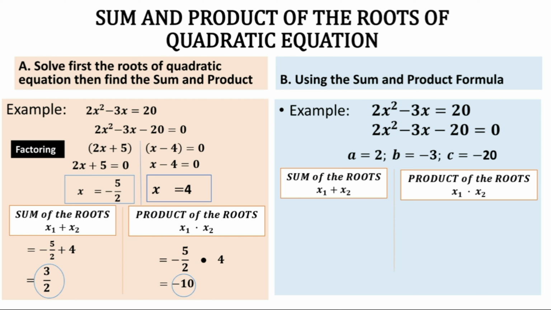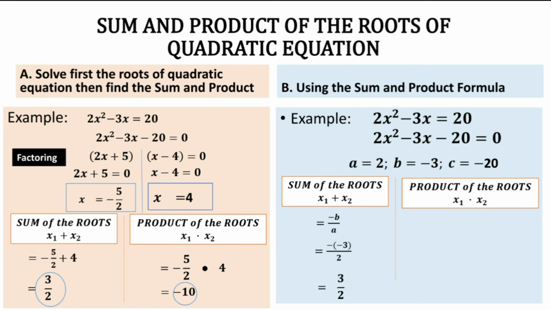The sum of the roots is the expression negative b over a. Substituting the values of b and a into this expression, we have negative times negative 3 all over 2, which is equal to 3 halves. While the product of the roots is the expression c over a. Substituting the values of c and a, we have negative 20 divided by 2, and that is equal to negative 10.